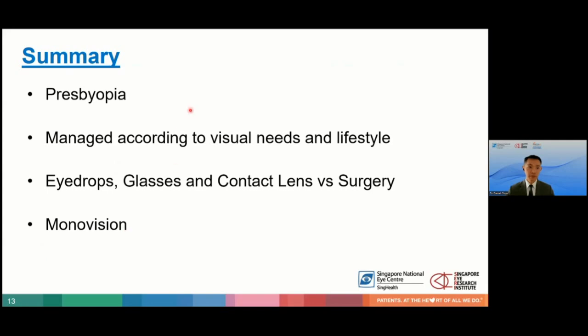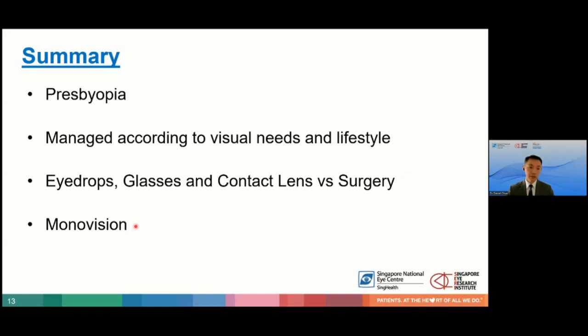So in summary, presbyopia is a loss of the accommodation function for all of us, which happens according to age. The maximum function loss occurs at the age of 40 to 50s. Some patients are able to do much better because they are either slightly short-sighted, or they might not have increased visual needs, which is rare nowadays. And according to their visual needs and lifestyle, this can be managed using either eye drops, glasses, contact lens, or surgery, which has to be customized or individually assessed per patient.